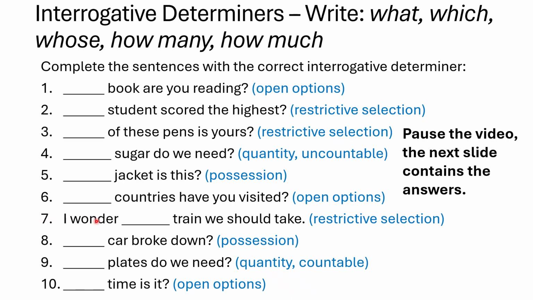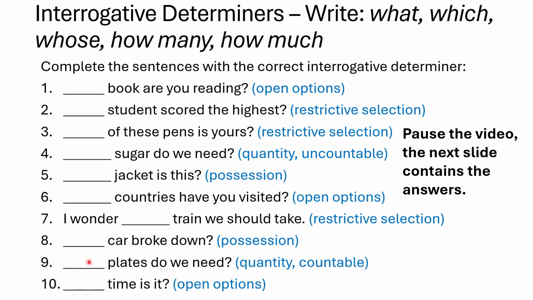7. I wonder which train we should take. The interrogative determiner needs to indicate a restrictive selection. 8. Whose car broke down? The interrogative determiner needs to indicate possession.